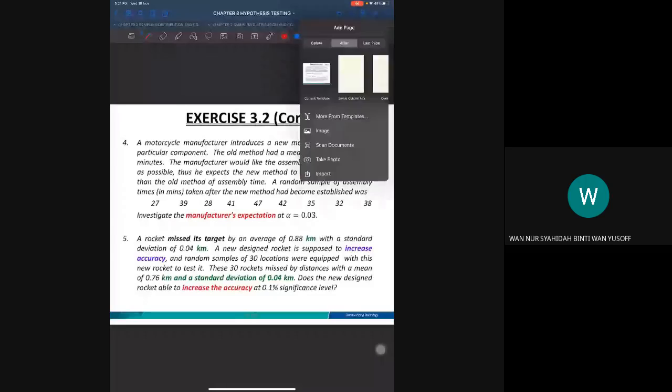For hypothesis testing, it is very important to extract the information before we form the hypothesis testing. So first step, what is the variable?